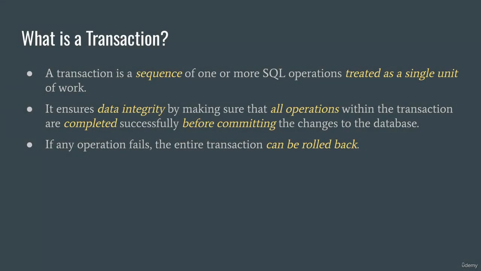In SQL, a transaction is a sequence of one or more operations that are treated as a single unit of work. Transactions are essential for maintaining data integrity because they ensure that all operations within them are either fully completed or not applied at all. If every operation within the transaction is successful, the changes are committed to the database, making them permanent. But if any operation fails, we can roll back the transaction, undoing any changes to keep the data consistent.